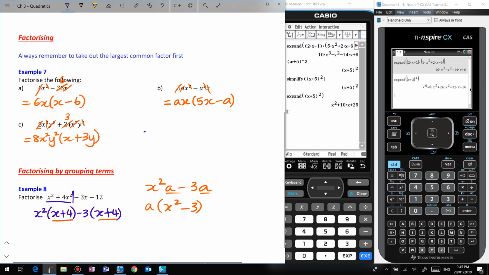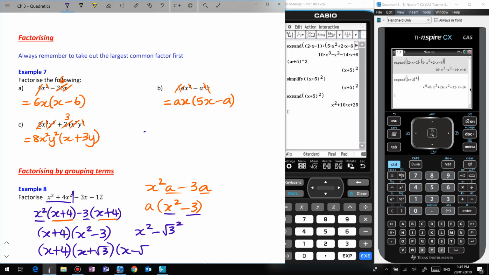So if we take out an x plus 4, we're left with x plus 4, and then what's left over, it's exactly the same as what we had left over here, x squared minus 3. We can take that one step further, x plus 4. This can be written as x squared minus root 3 squared. So it'll be x plus root 3, x minus root 3. Difference of 2 squares.